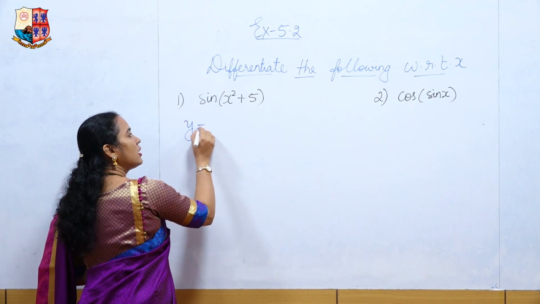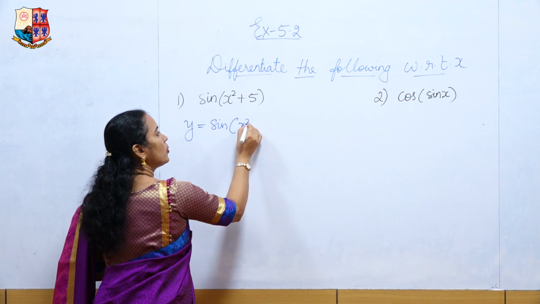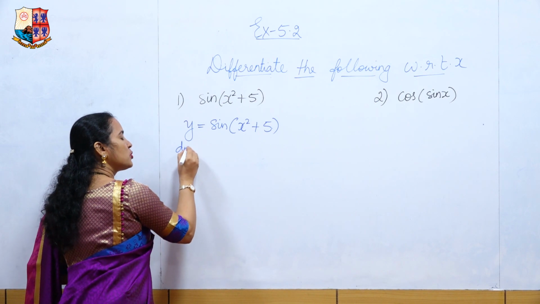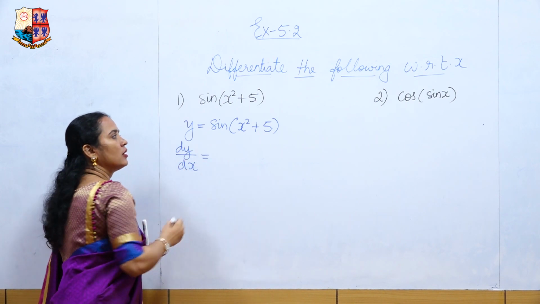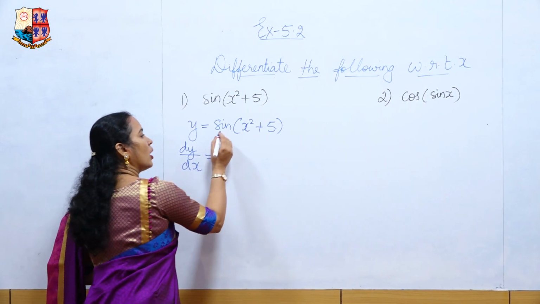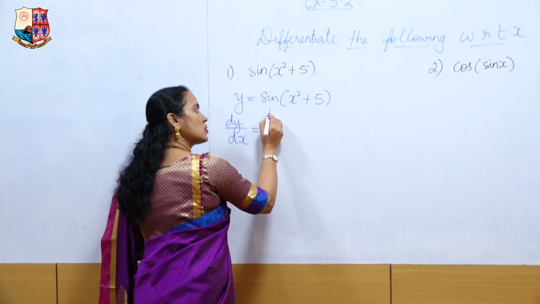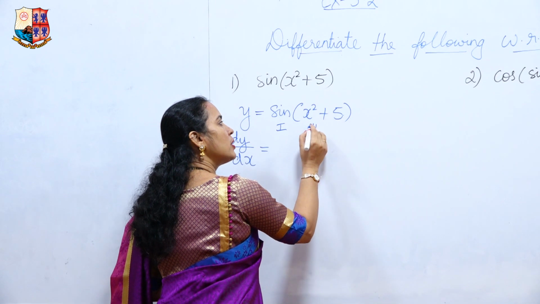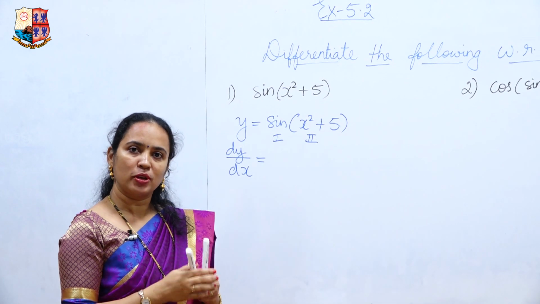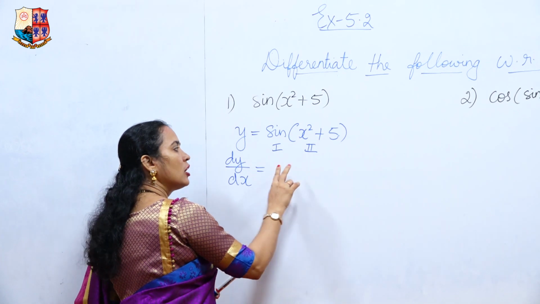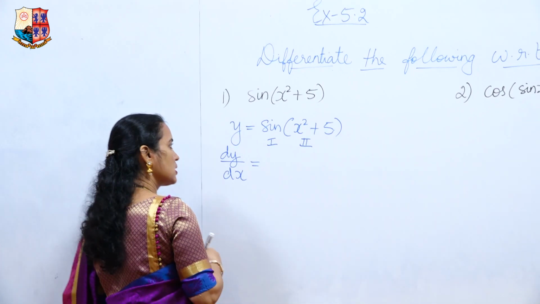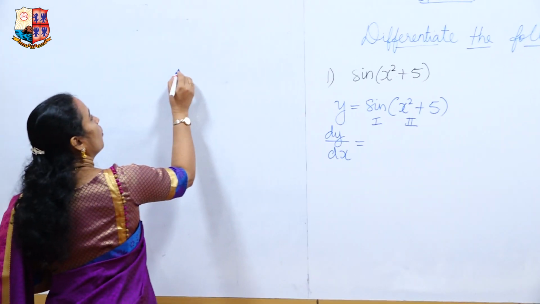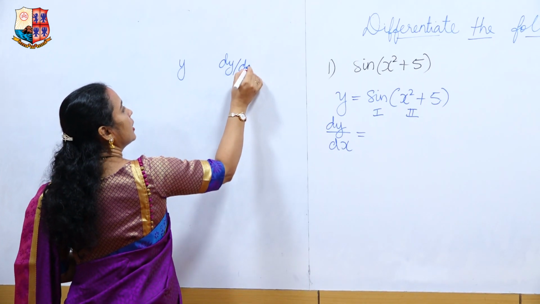First step, take the given function as y is equal to sine of x square plus 5. Differentiate y with respect to x, dy by dx. Now, outermost you have sine, so sine will be your first function. Inside sine, you have x square plus 5, so x square plus 5 will be your second function. So, when you differentiate, you will get product of two functions. Sine of x square plus 5, dy by dx.